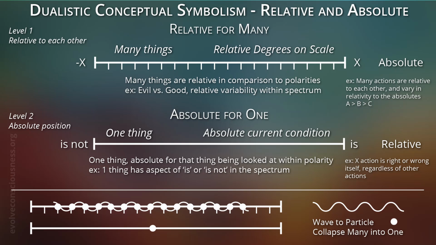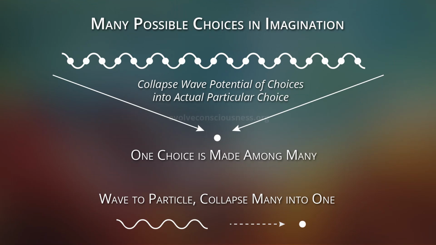Now level 2 is an absolute position where you take one thing. I have an infographic, so if you just want to look at number 6, where I say many possible choices in imagination, you can see where you have the frequency of things, choices, and then it collapses down to one particle. Alright, so I just want to visualize that.